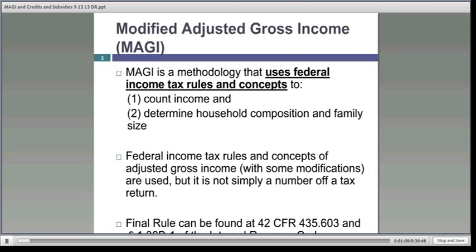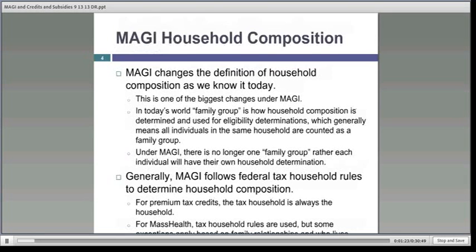So this is different than what we're used to today for Mass Health and ComCare income determination. We're using gross income today, but moving forward it's going to be taxable income. So federal income tax rules and concepts of adjusted gross income with some modifications, that's where the M in MAGI comes from. They're used, but it's not simply a number off the tax return. Included on slide 65, we do have the final Medicaid and CHIP rule, the regulation there, and also the section of the Internal Revenue Code that's used to determine what's taxable income and what isn't.